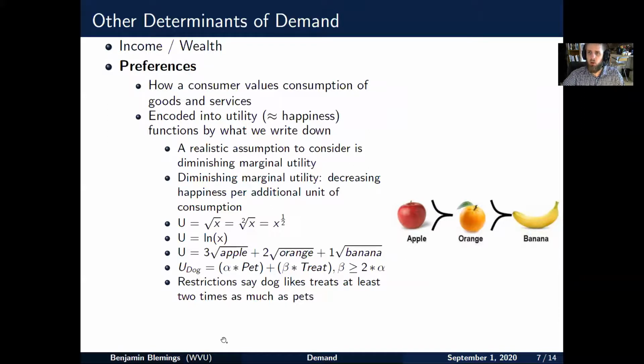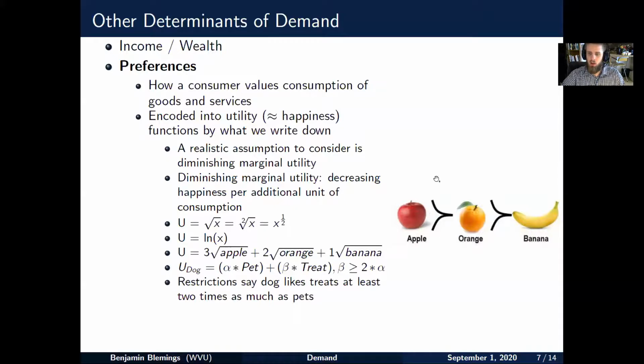Next one, another one that would give you diminishing marginal utility would be natural log of X. The problem with natural log of X is it's not defined at 0, but that's more of a mathematical peculiarity here that we don't need to get into too much.